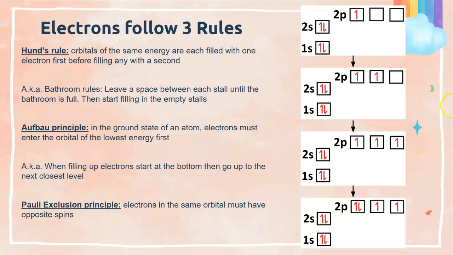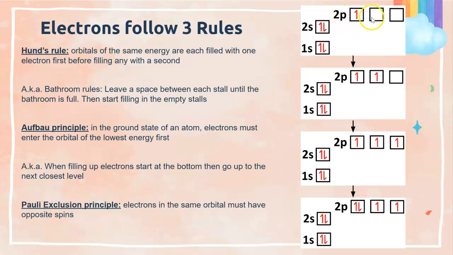So if you look at this drawing on the right, we'll start from the top. From the top, we can see that we filled in the 1s orbital first. Notice one arrow is facing up, one arrow is facing down. That's how you show opposite spins. Then you go to the next highest, which would be the 2s orbital. Again, opposite spins. Next is the 2p orbitals.